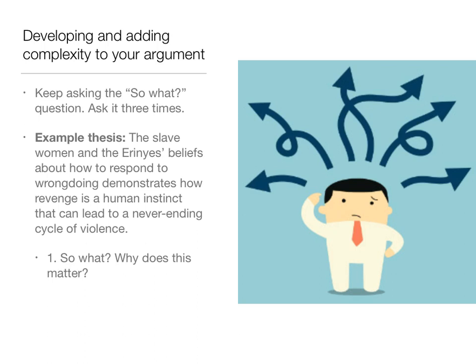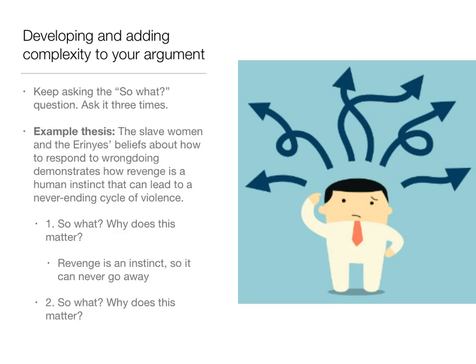So I'm going to ask myself literally, so what? Why does it matter? Why does it matter that revenge is a human instinct in this play? Why does it matter that this play suggests that revenge will lead to violence, and because revenge is a human instinct, that means violence will never end? So my answer to that is very simply, revenge is an instinct, so it can never go away. It's always going to be there.